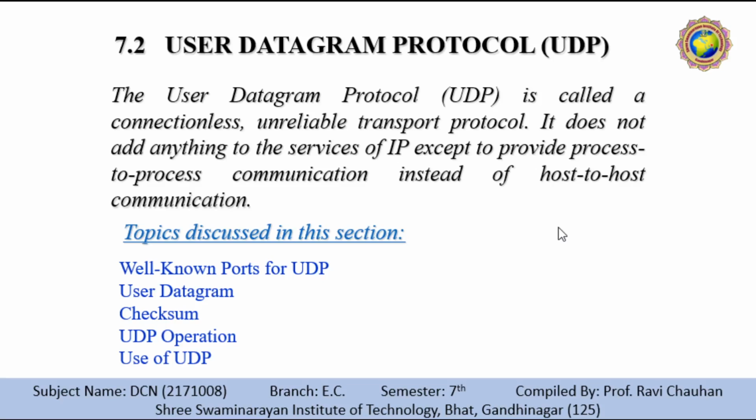It does not add anything to the services of IP except to provide process-to-process communication instead of host-to-host communication. Also, it performs very limited error checking. If UDP is so powerless, why would a process want to use it? With the disadvantages come some advantages. UDP is a very simple protocol using a minimum of overhead. If a process wants to send a small message and does not care much about reliability, it can use UDP.